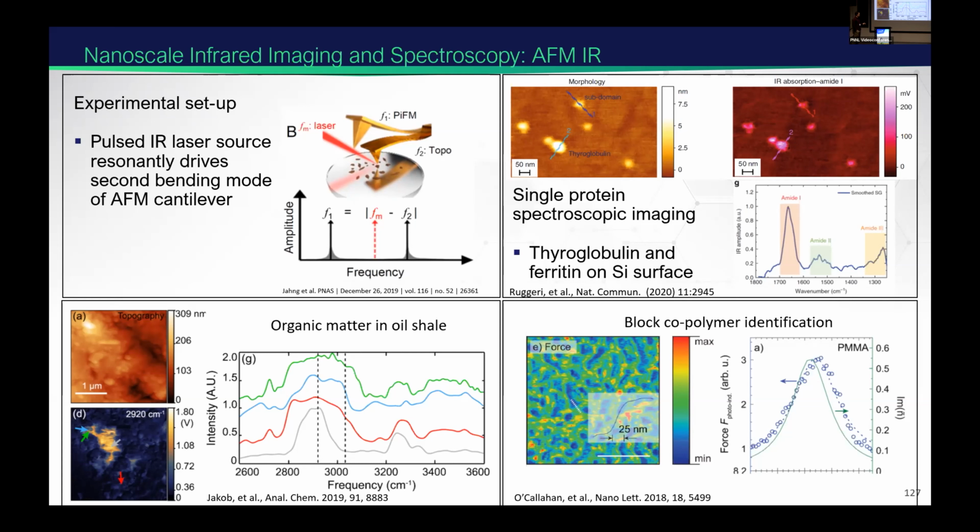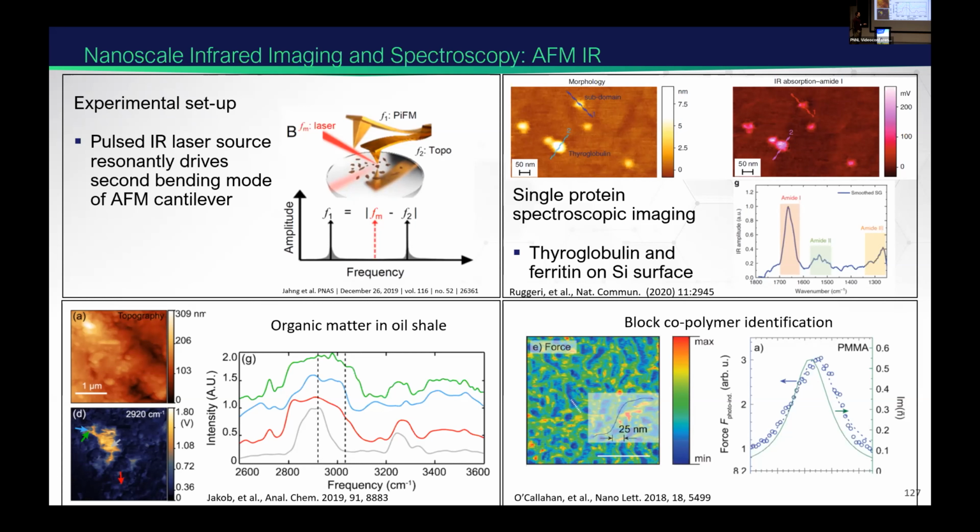Also, here's an example of being used to study organic matter in mineral surface, specifically oil shale, and the peak at 2920. It's a bending mode of OH, and it's indicative of organics, and again can be used to map the organics at nanoscale.